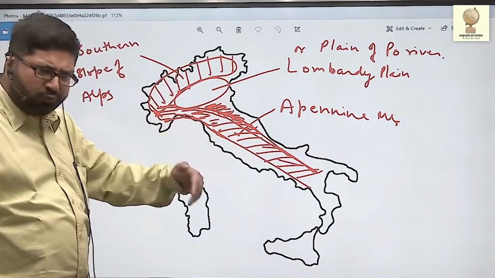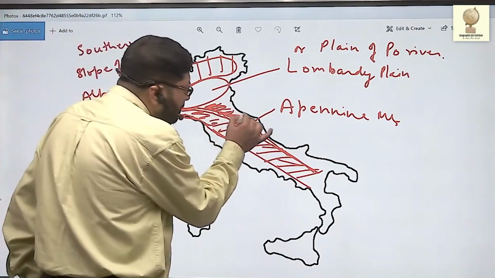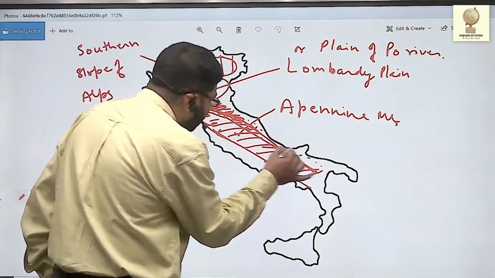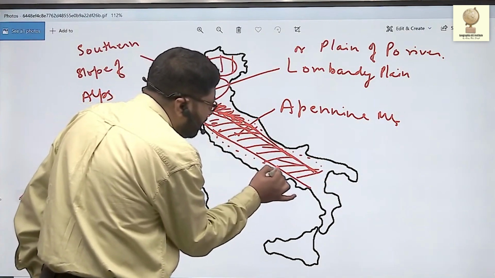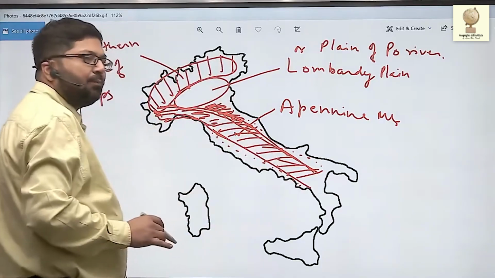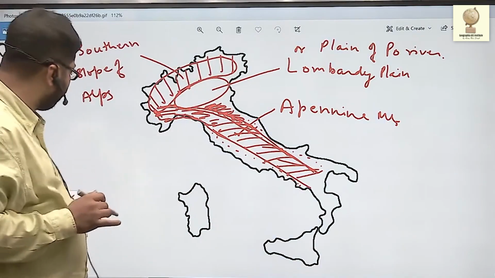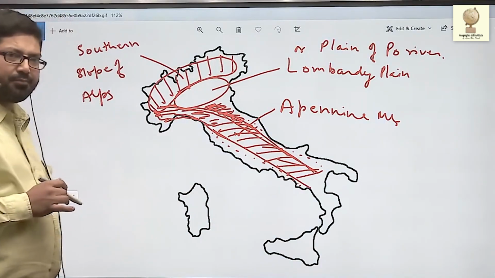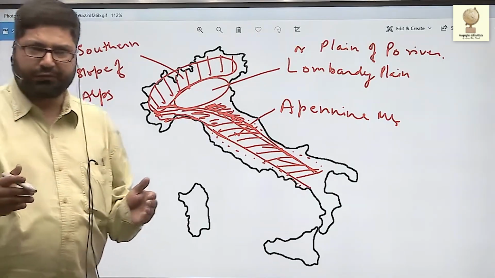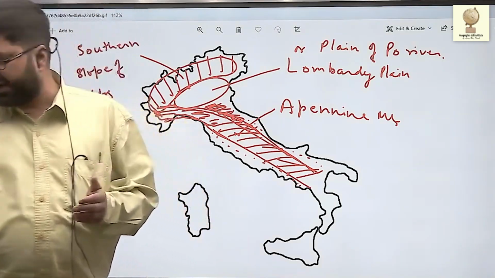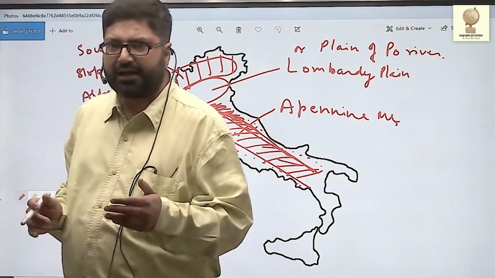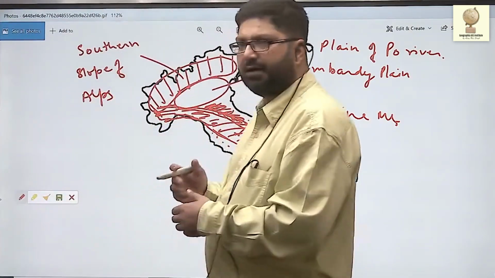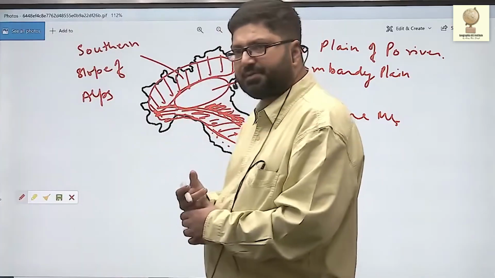In fact, a fourth division is the coastal plains of Peninsula Italy. These low-lying coastal plains are where the bulk of the population of Peninsula Italy lives. Is that clear? So we have discussed the three physiographic divisions. Now we will start with the climate and the vegetation and other aspects of Italy.